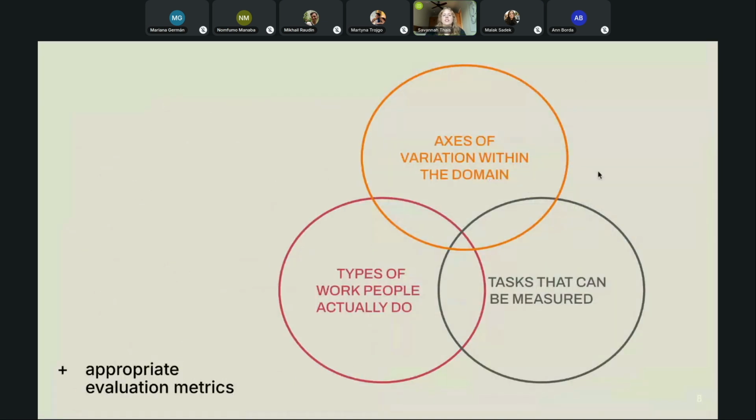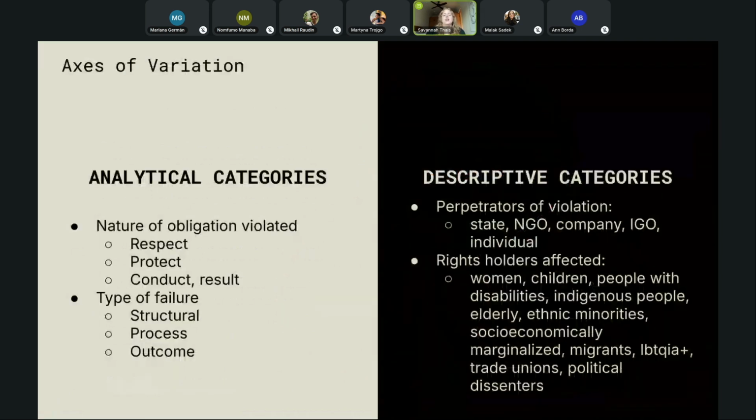Then to cover this axis of variation within the domain, again through conversations with a lot of different human rights experts, as well as reading different textbooks and materials, we put together a taxonomy that describes different ways that human rights scenarios that are monitored and reported on might vary.